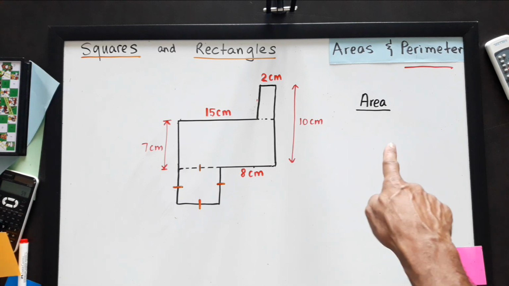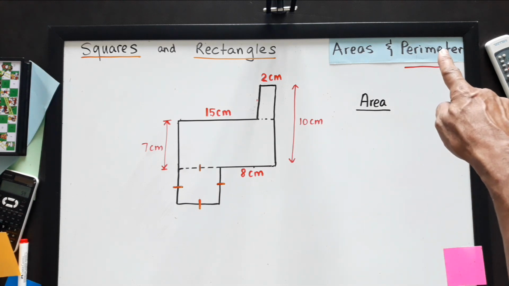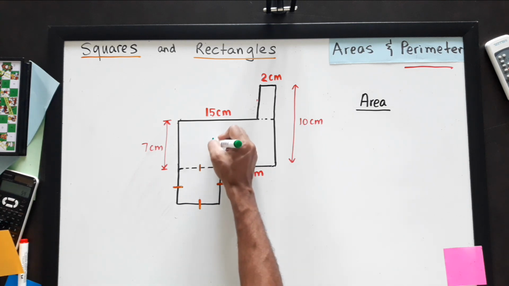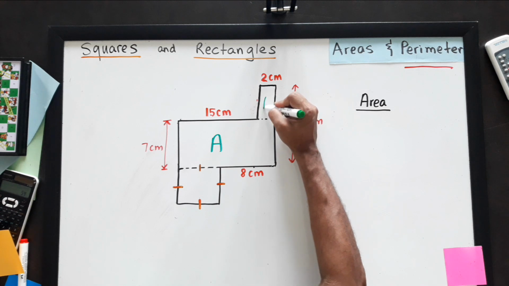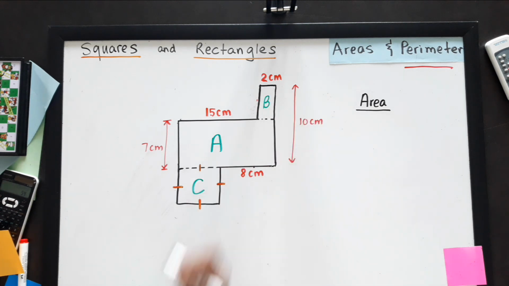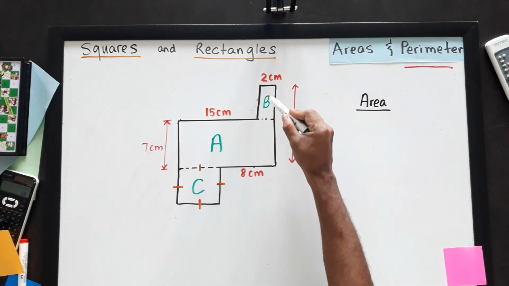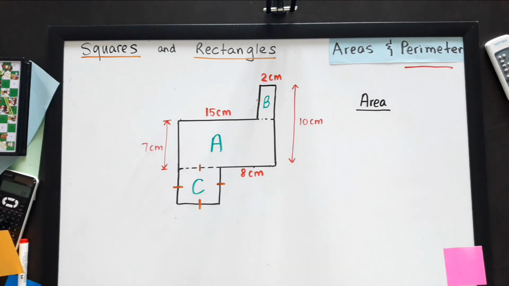We're going to find the area, and then we're going to find the perimeter. So let's get started. Anytime I have a compound shape, the first thing I try to do is separate it into 3 shapes. So I'm going to call the middle one A, this small rectangle B, and this square C. So what we're going to do, we're going to find the area of A, then the area of B, and then the area of C, and then add all 3 answers together.